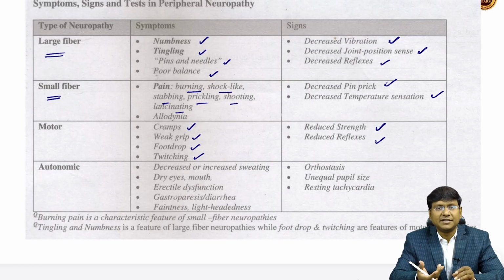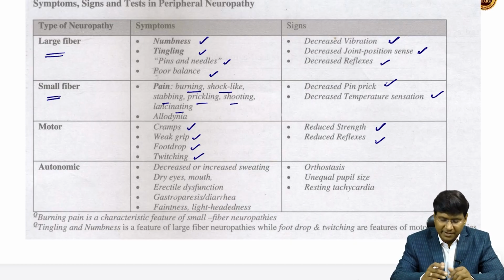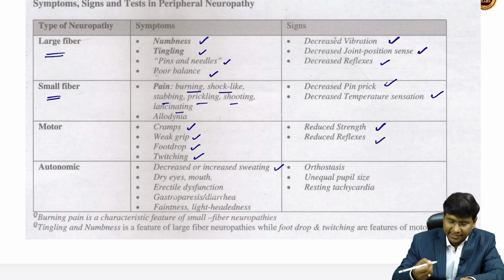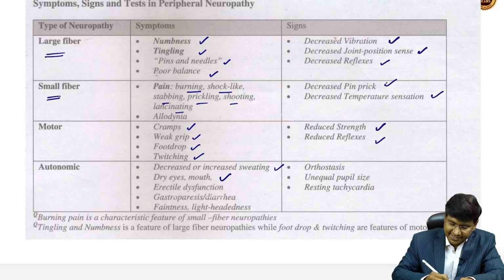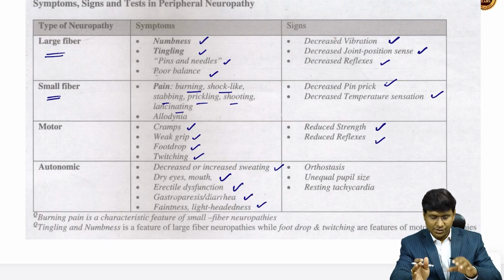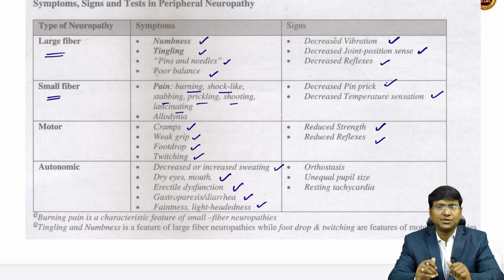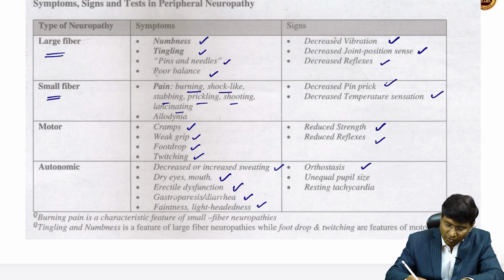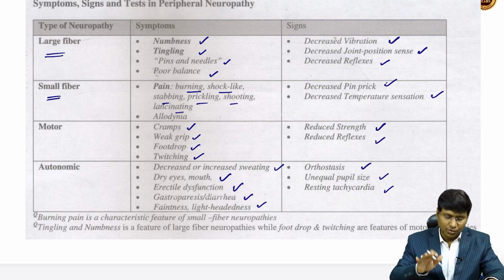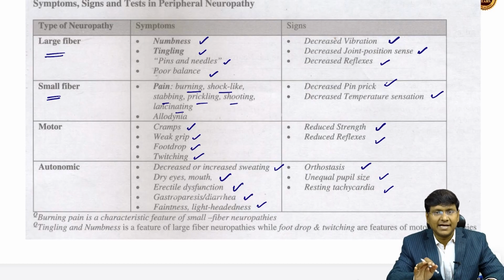And the next important fibers are the autonomic fibers. Due to autonomic fiber involvement, there will be decreased or increased sweating, right? There is hyperhidrosis or anhidrosis, dry eyes as well as dry mouth, erectile dysfunction, gastroparesis or diarrhea, faintness or lightheadedness. So these will be the autonomic features that you will see whenever there is autonomic fiber involvement. And the signs will be orthostasis, unequal pupil size and resting tachycardia. So these will be the features of the large fiber, small fiber, motor as well as the autonomic fiber involvement.